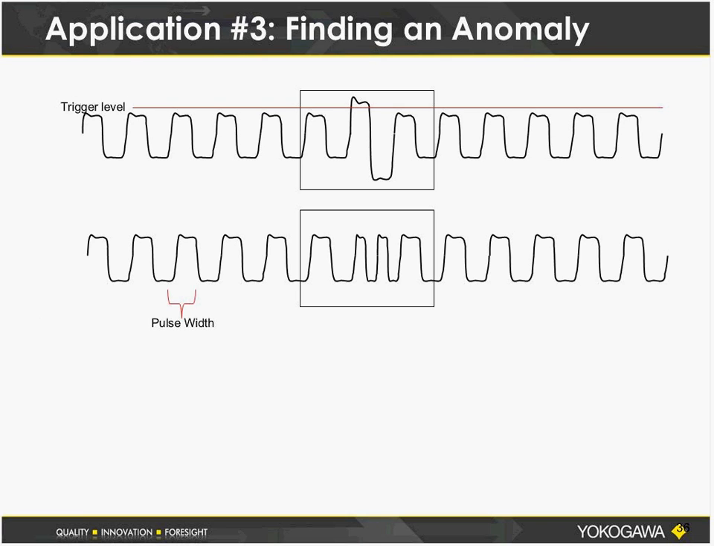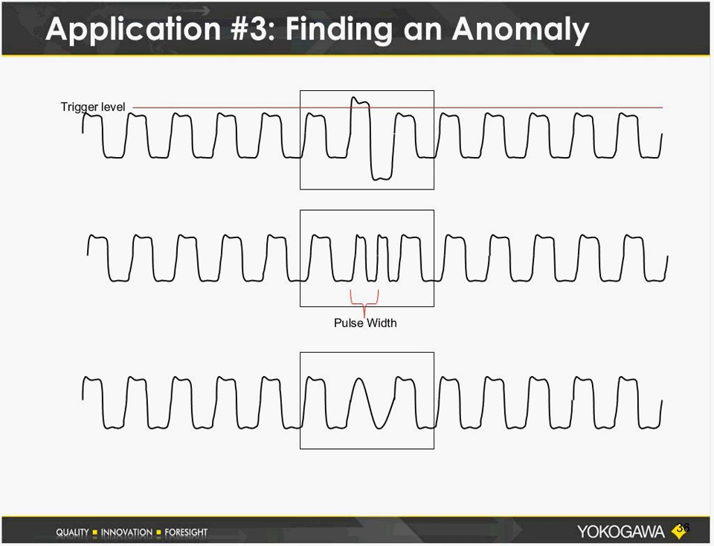So a pulse width trigger would let you define a maximum and minimum pulse width and trigger off of that condition. But again, sometimes you don't know what your glitch is going to look like, or sometimes it may be difficult to describe in a trigger. So how would you set your trigger up to isolate this type of anomaly? And the answer is not clear when you look at triggers.